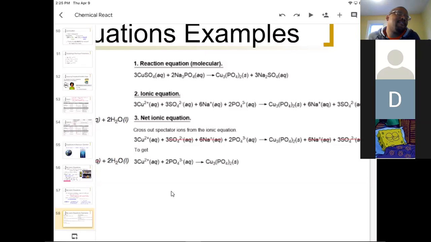So yeah, unfortunately, in real life, this doesn't really have a use anymore because we have a database and we have everything else. If you ever do make a discovery, let's say you make a new drug or a new thing, you do have to do this net ionic equation thing.